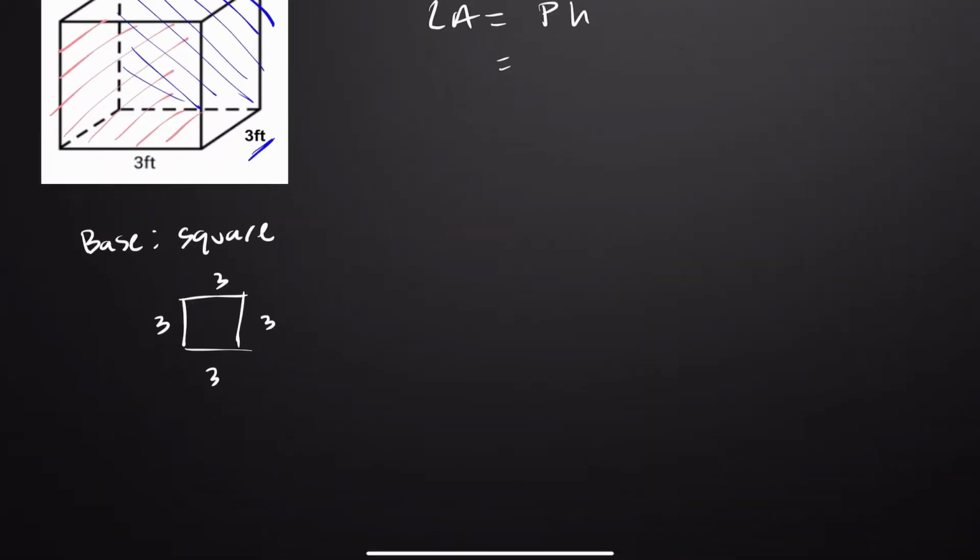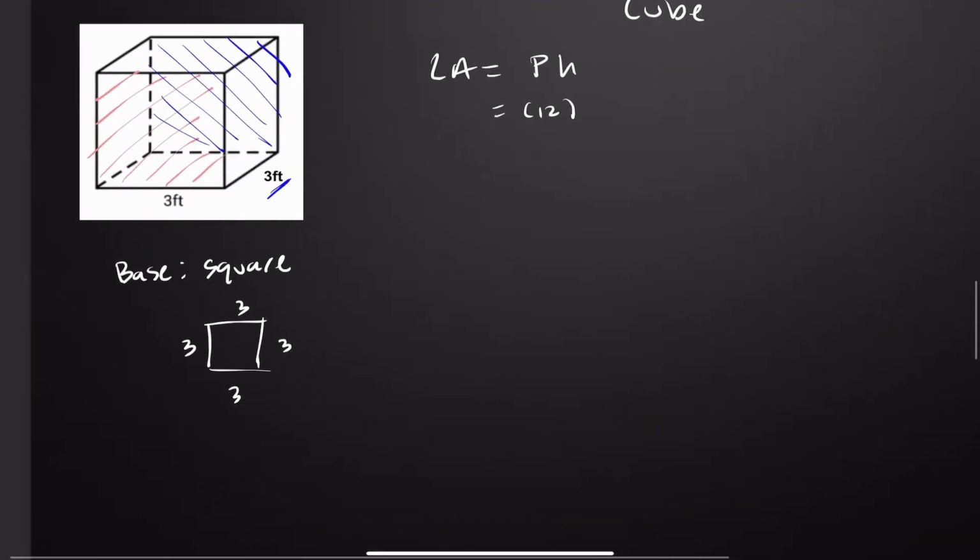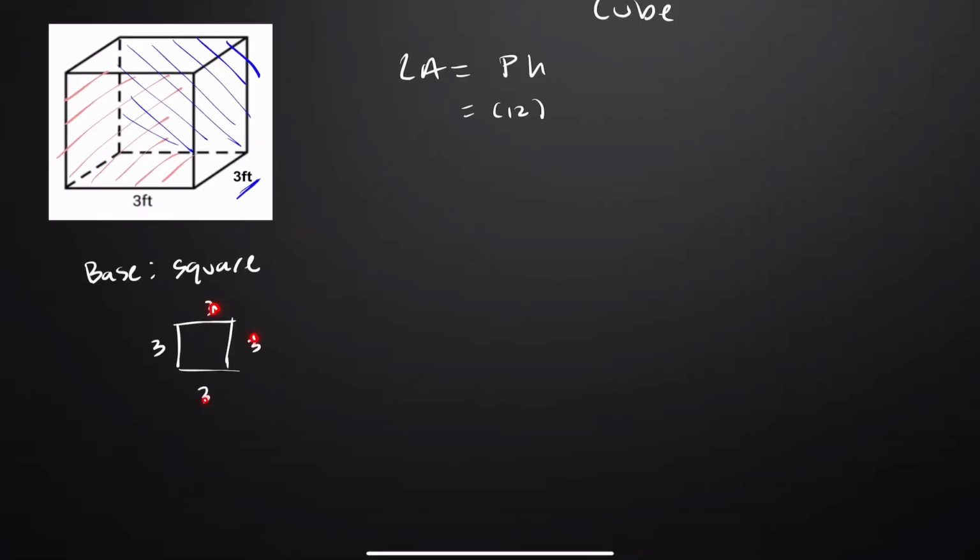So that should be 12. Right? If I'm adding up all the sides here, the perimeter of the base is 12. And then the height of the prism should be 3. So we have 36 square feet. The surface area includes the two bases.